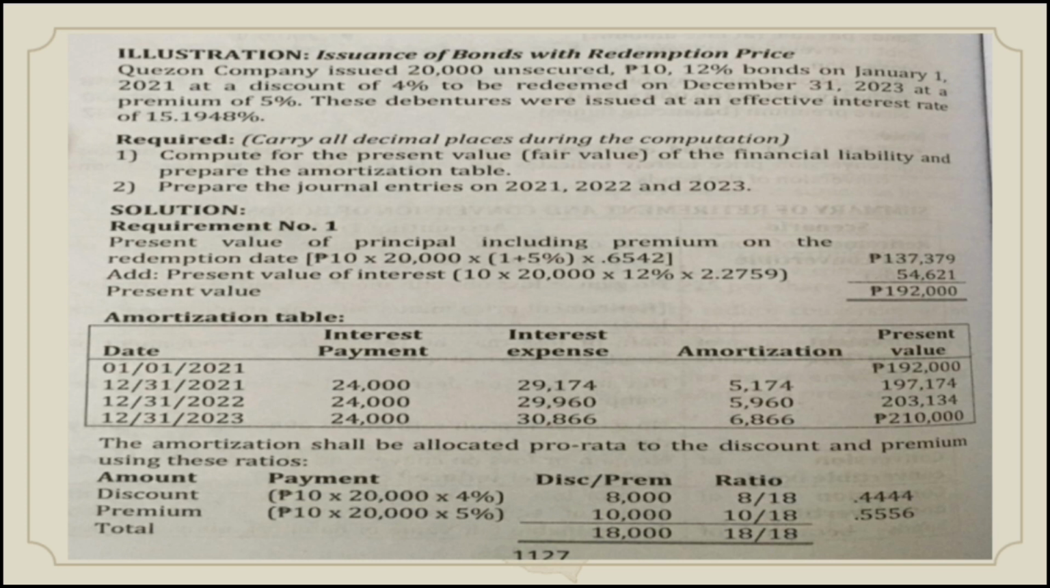So para na siya madali, instead of 8,000 divided by 18,000 para makuha nimo ang 0.4444, dali na naman siya, 8 divided by 18 na lang, and then tripod sa premium is 10 over 18, which is ang ratio is equal to 18 over 18.